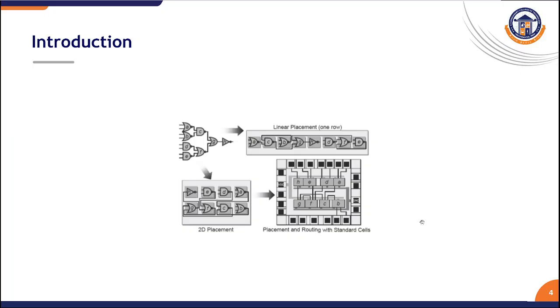In this picture, we show the linear placement, which consists of only one row, and then a two-dimensional placement, which consists of a number of rows, and also the placement and the routing with some kind of standard cells.